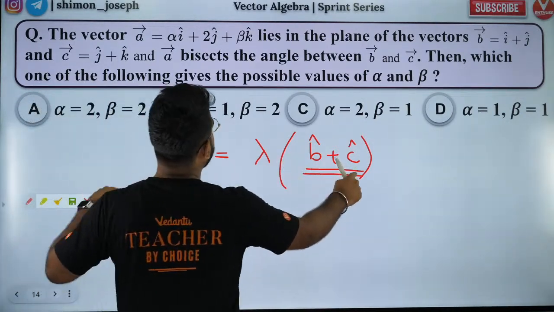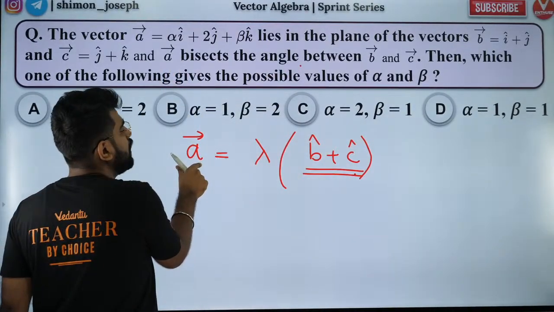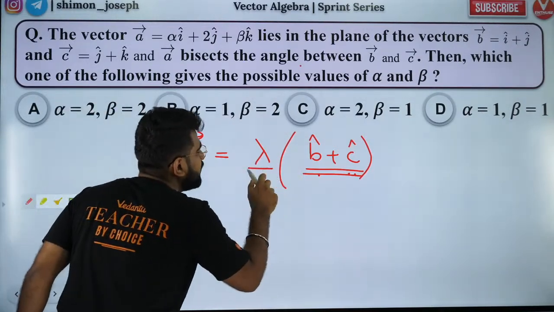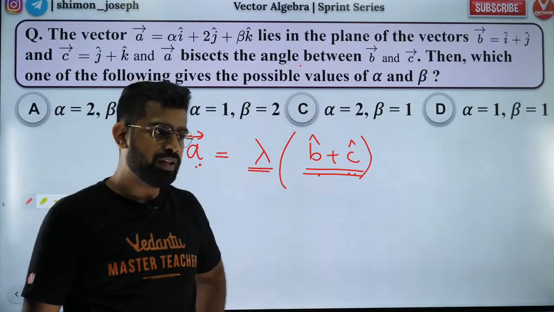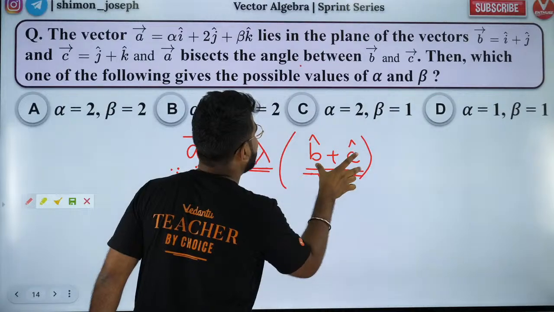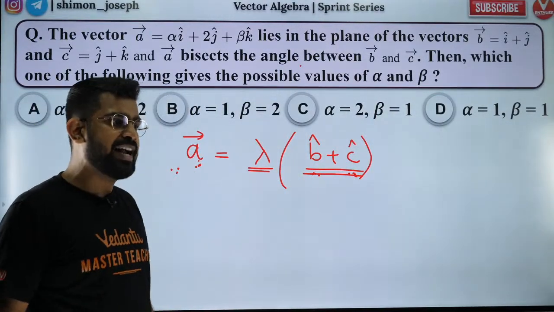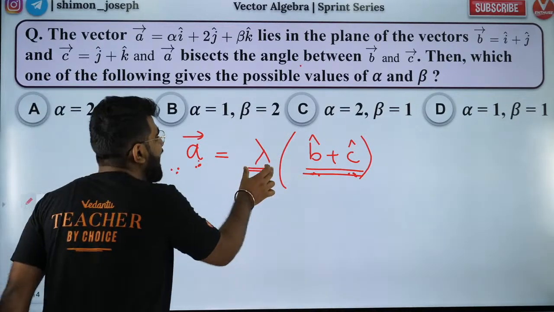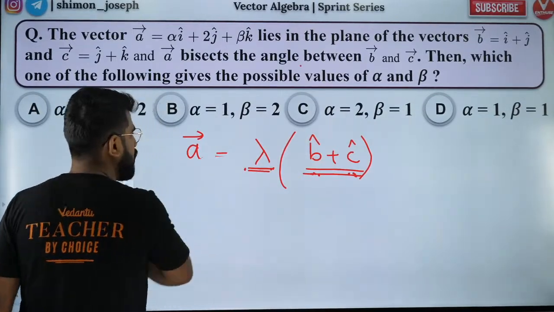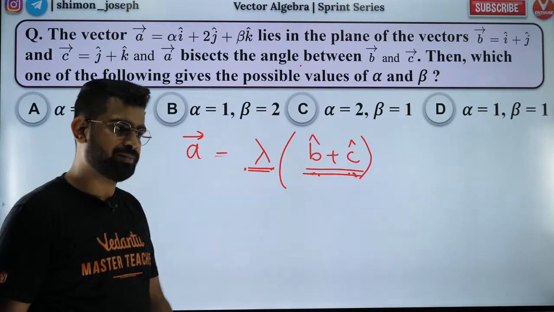Guys, B cap plus C cap is the angle bisector. I put lambda because A is along this direction, but A has a different magnitude. So lambda will take care of that. Did you understand? Guys, A is in the direction of angle bisector. So that is what I have taken care of here. Got it? Are you all clear with that? Now lambda I multiplied because A's magnitude will be taken care of by lambda. Are you all happy? Very good. That's exactly what I wanted to share.